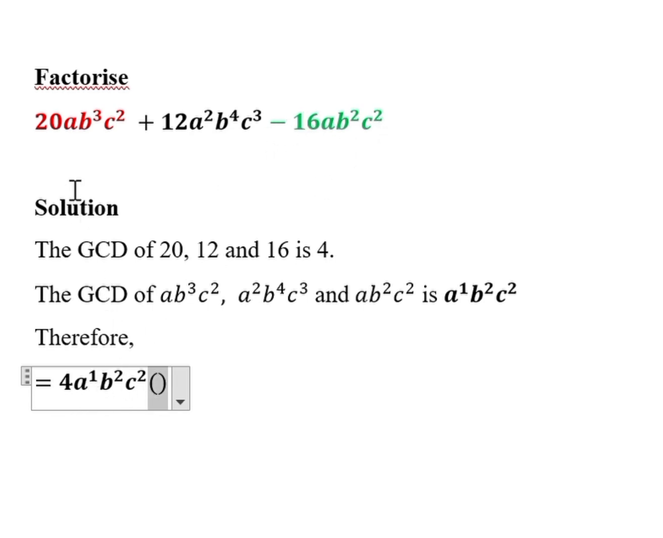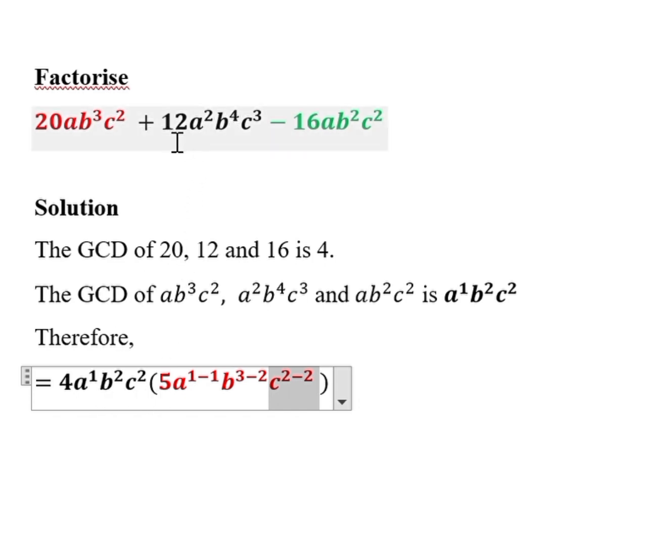So starting with this first term here, 20 divided by 4 gives us 5. And then a, this is like a raised to power 1 divided by a raised to power 1. Under the laws of indices, it means we subtract the powers. So we shall have a raised to power 1 minus 1. In terms of b, we have b cubed divided by b squared. Under the laws of indices, we subtract the powers. So we shall have b cubed minus 2. And then we have c squared divided by c squared. That means c raised to power 2 minus 2. We take whatever power that is here, subtract the corresponding power here.